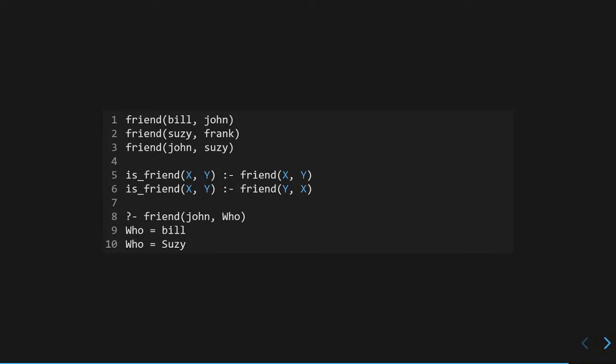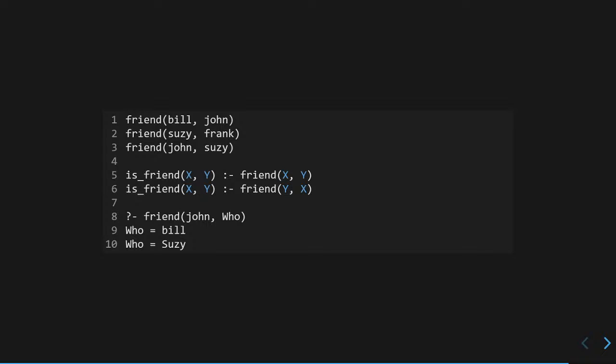So if I did this line on 8, that's where I'm asking it the question. That should be is friend, not just friend. But so John and then who. Who, since it has a capital letter, is a variable. So what I'm basically asking for is who is a friend of John. And then it would go through and search my knowledge base and figure that out.